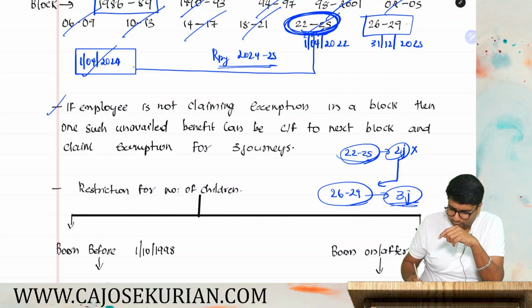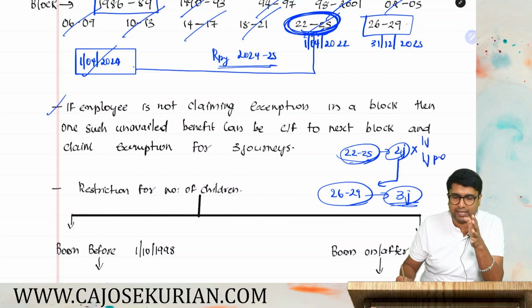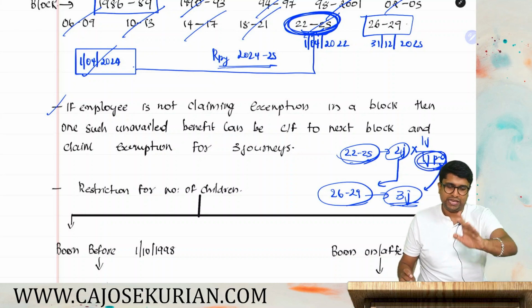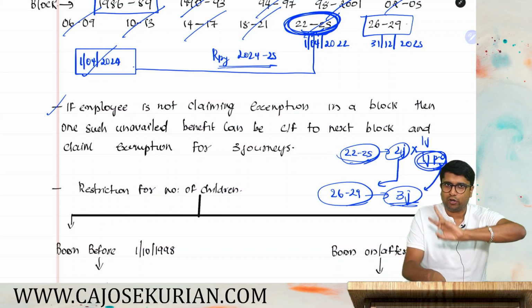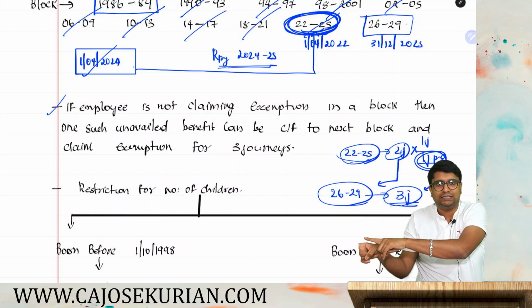Now, in 20-25 block, I have performed 1 journey and 1 journey is pending. I've only performed 1 journey and claimed exemption and 1 is pending. Can I carry forward this 1 pending to the next block? No. If both are not performed, out of those 2 unperformed, I can carry forward 1 and I can claim 3 in the next block.